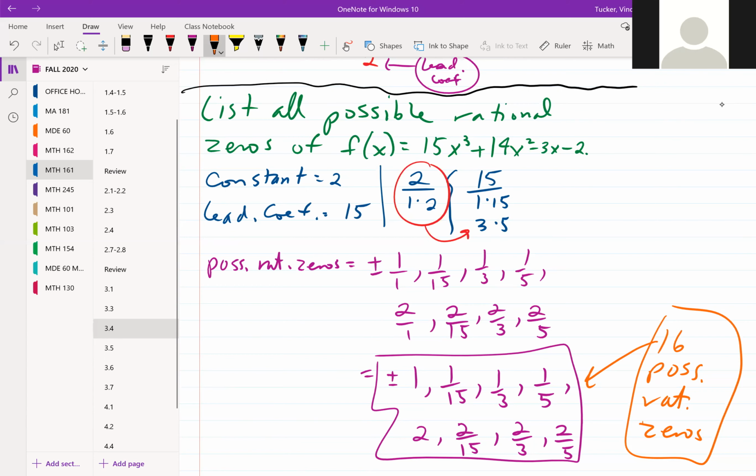How did you get to 16? Plus or minus each one. So it's plus or minus 1, plus or minus 1 over 15, and all the way down the line.